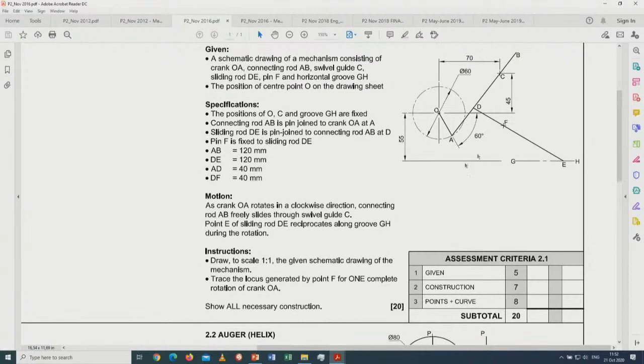All right, so they're looking for F. All of this is just to find what F will do in the process if it starts rotating. And then again, show your construction lines. This is 20 marks. Now it takes up a lot of time to do this, so just be careful in terms of that.